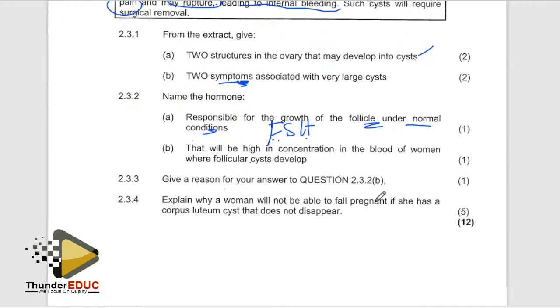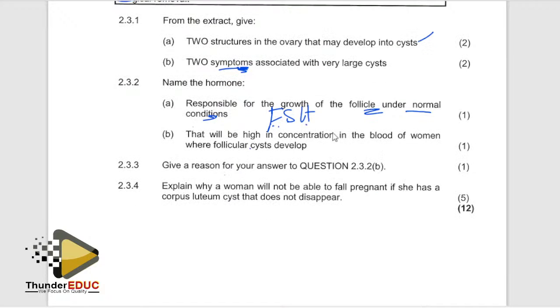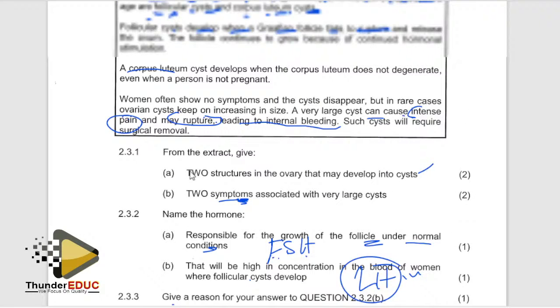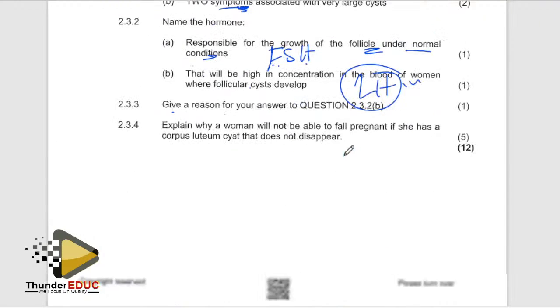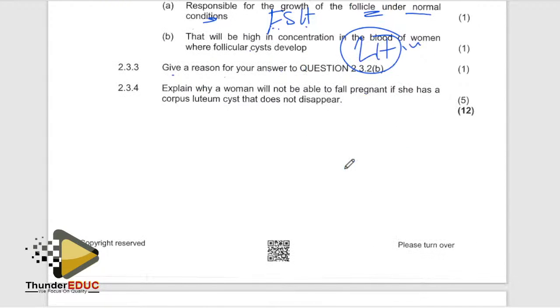They're saying, what will be in high concentration in the blood? Okay, I think we are done with this. Name 2 hormones that will have a high concentration. Yes, we say that it's luteinizing hormone. Give a reason why: because luteinizing hormone triggers ovulation. Yes, and then this one comes as a result of failure of ovulation to occur. So it triggers ovulation basically.